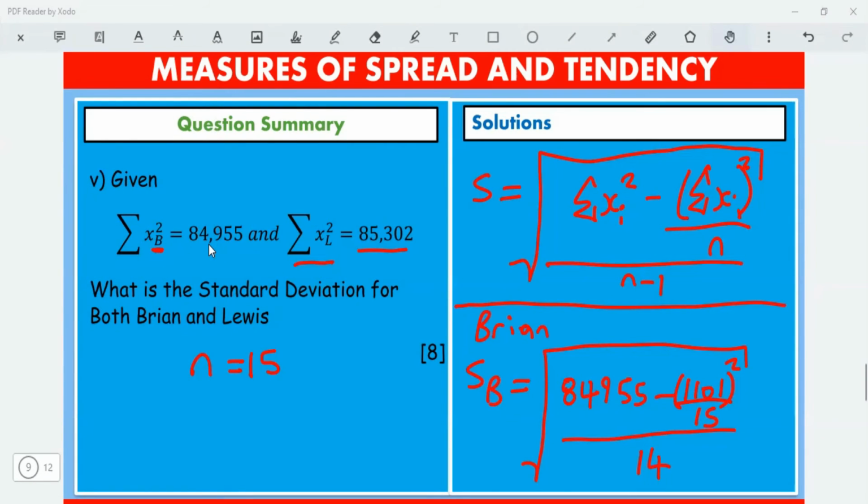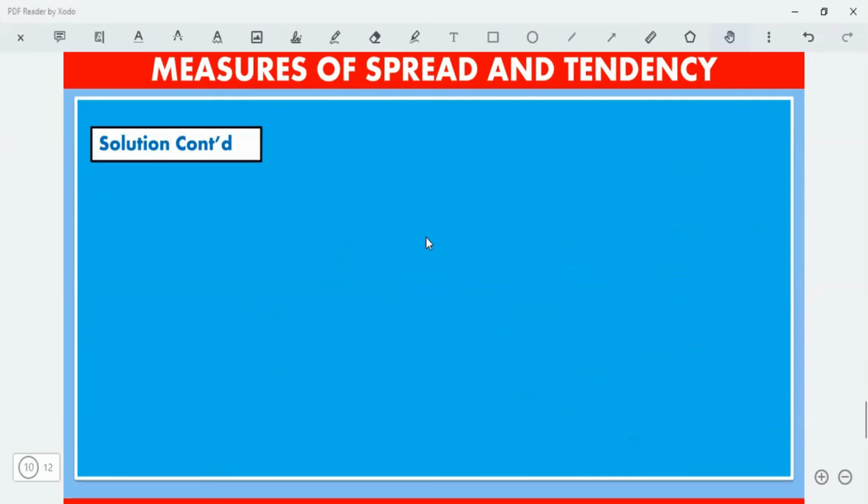All right, so let's write that down. The standard deviation for Brian is equal to 17.2. That's not as consistent as we would like, but we can work with that. That's for Brian. Let's look at Lewis now.